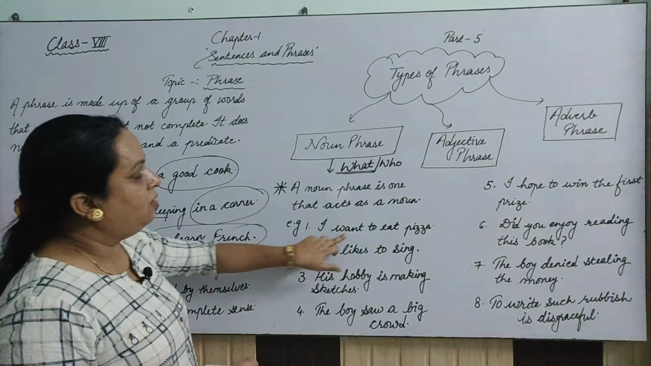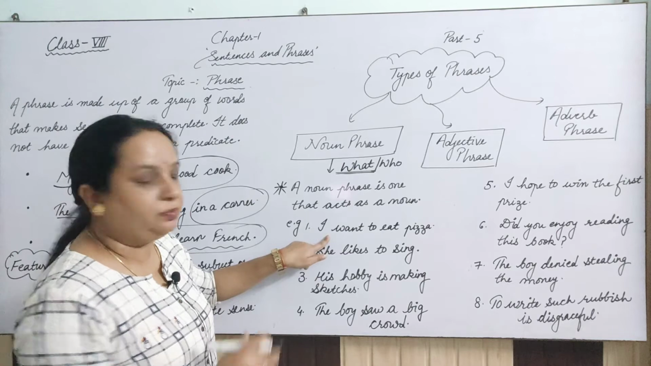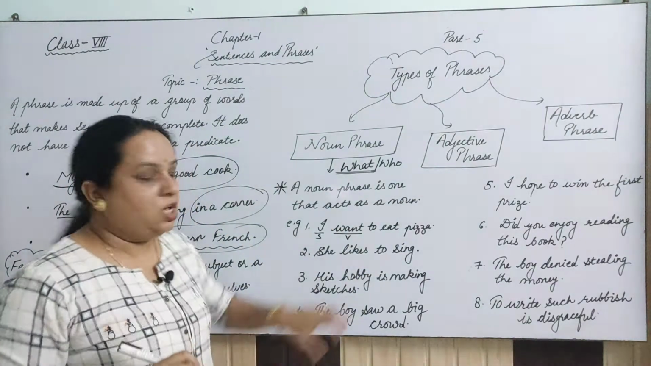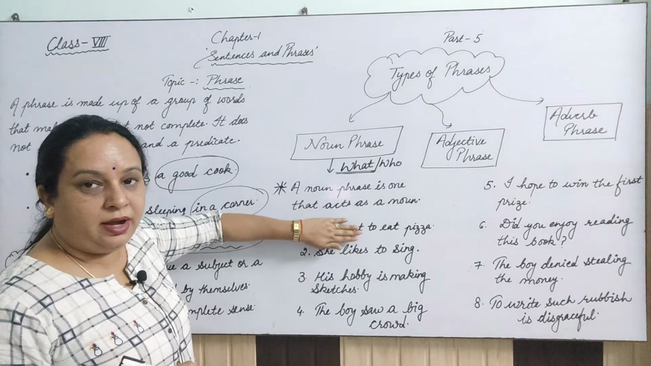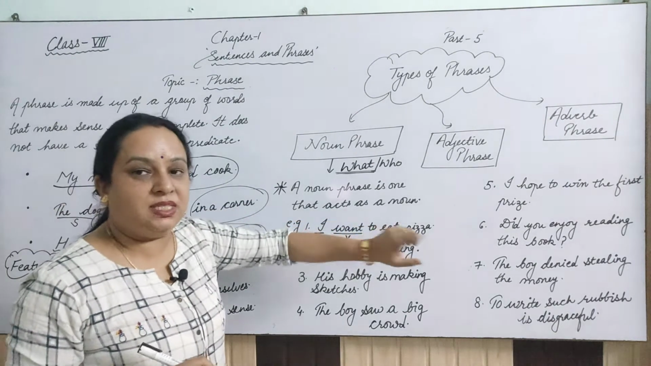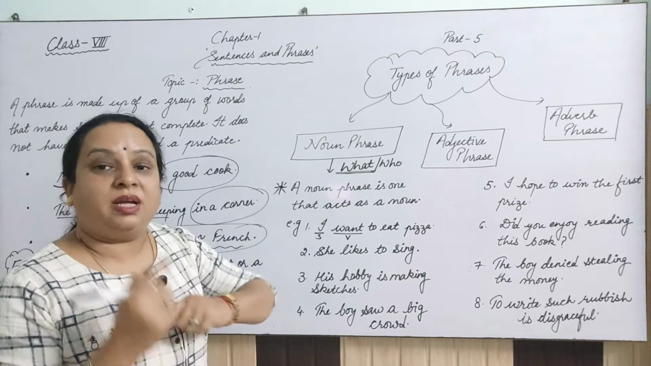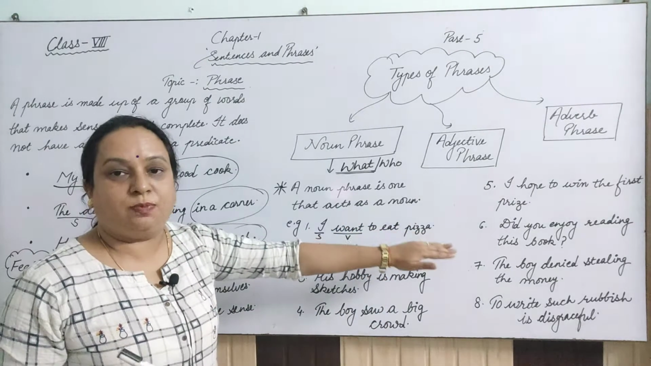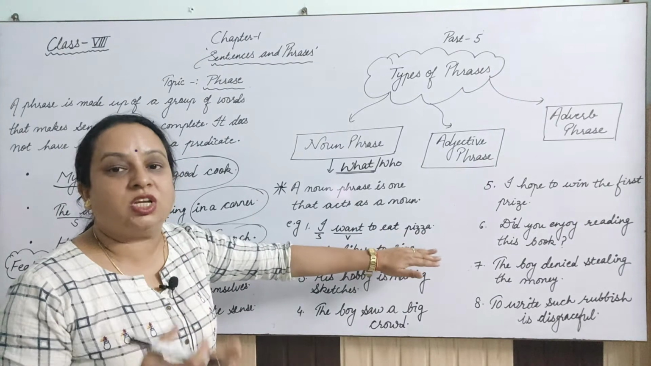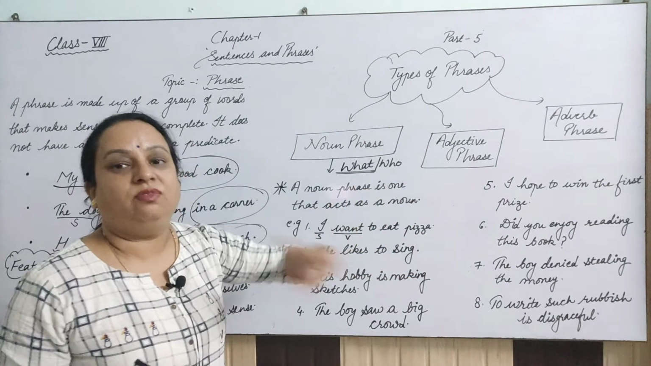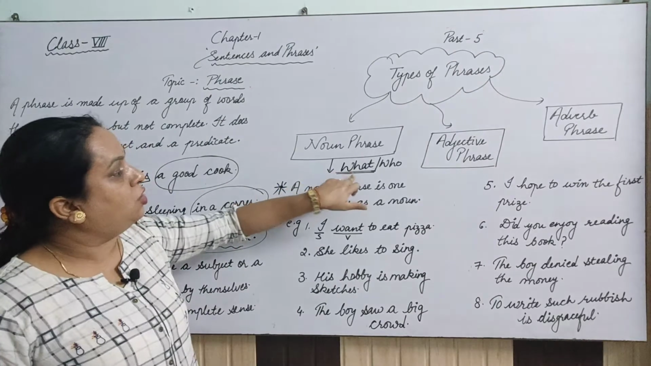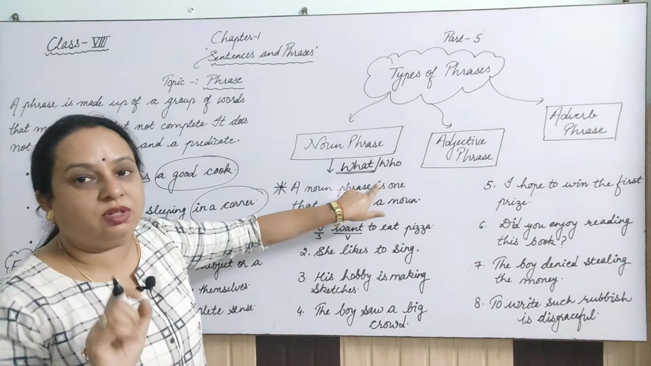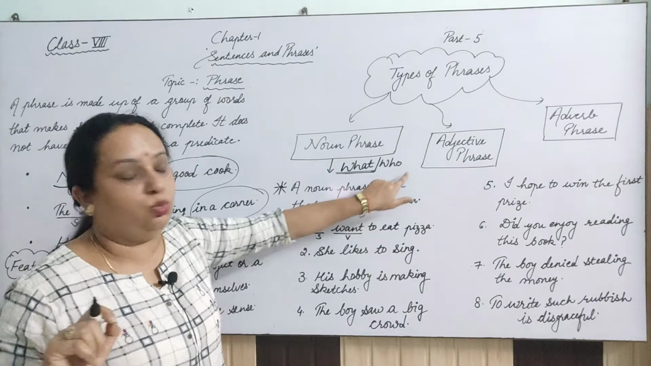So here, I want. I is what? Subject. And want is what? That is verb. So these two words are not required here, and to eat pizza is required here. I want to get, this is surely a phrase, to eat pizza. But which kind of phrase it is, that we have to find. So for that, you have to frame a question with the word what, generally, but in some cases it can be who also.